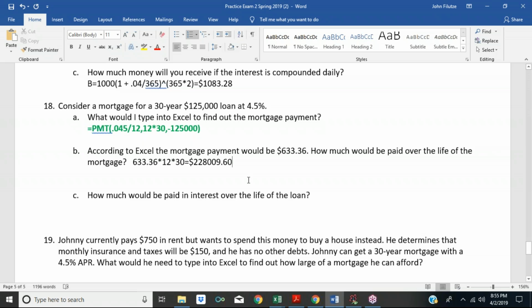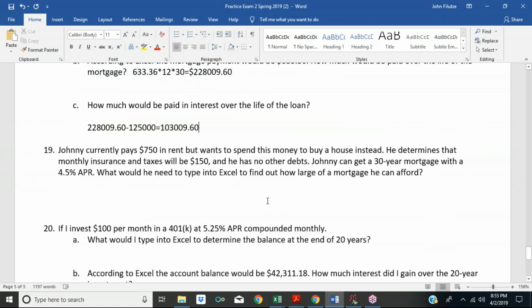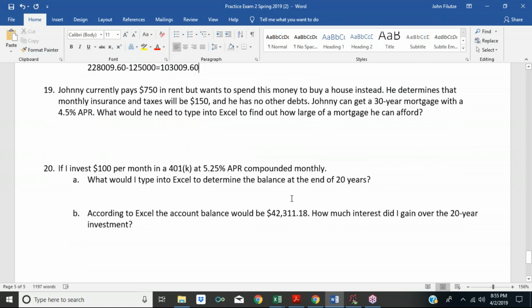So $228,000. They're borrowing $125,000 and paying $228,000. How much would be paid in interest? All you have to do is subtract those. Okay.